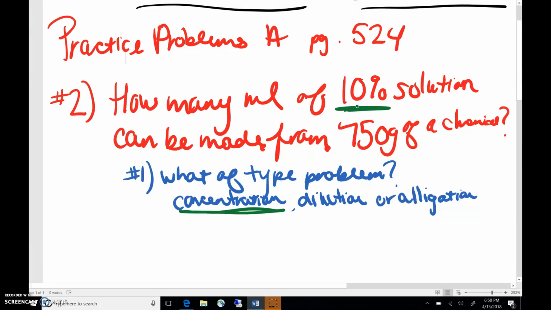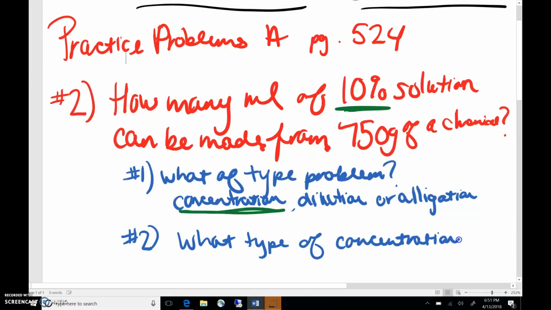If it has more than one concentration, if it has 2 concentrations, regardless of how it's expressed, whether it's a ratio, a fraction, or a percentage, it's a dilution problem. If it has 3 concentrations, whether it's expressed as a percentage, a fraction, or a ratio, it's an alligation problem. So now that you know that it's a concentration problem, the next question you ask yourself is, what type of concentration is it within this problem?